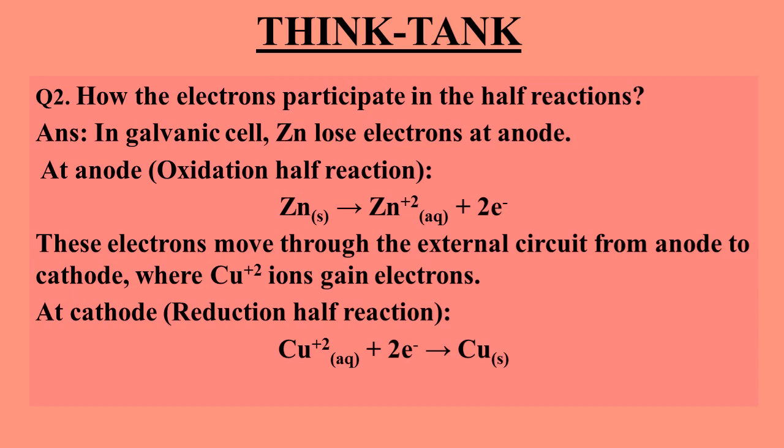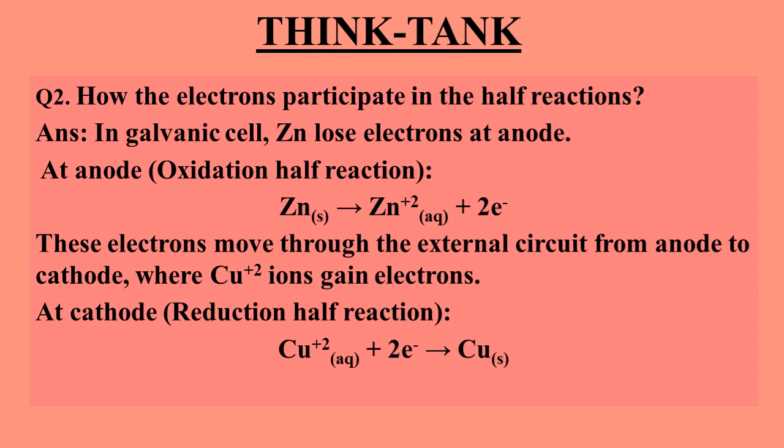This question is related to a topic from chapter 7, electrochemistry. In this question, we have to tell how the electrons participate in half reactions. In the galvanic cell, the zinc loses electrons at the anode. Because the anode is made up of zinc metal, zinc loses the electrons and undergoes oxidation, because oxidation is the loss of electrons. So the oxidation half reaction occurs at the anode, in which the zinc loses 2 electrons, as you can see in the equation.